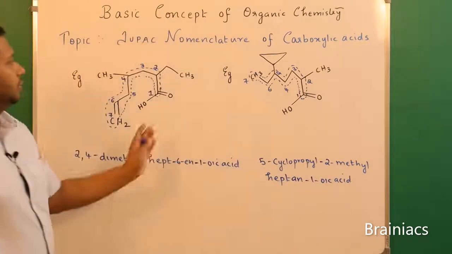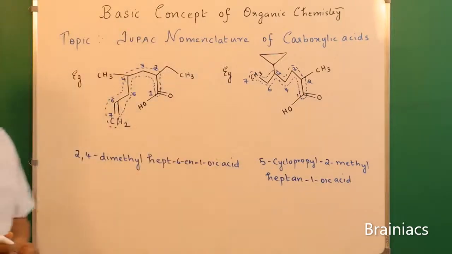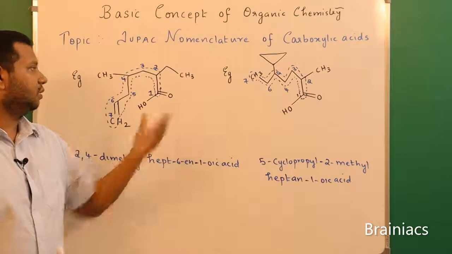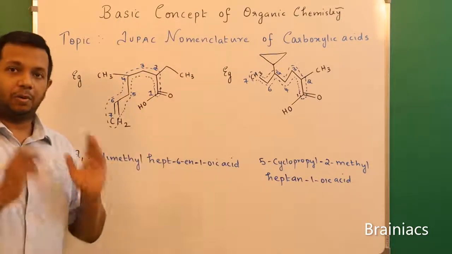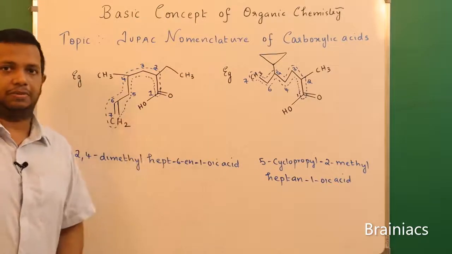Okay, so this is the way you should name the compound if COOH or carboxylic acid comes in the parent chain. Okay, I hope you understood. We will go to the next examples.